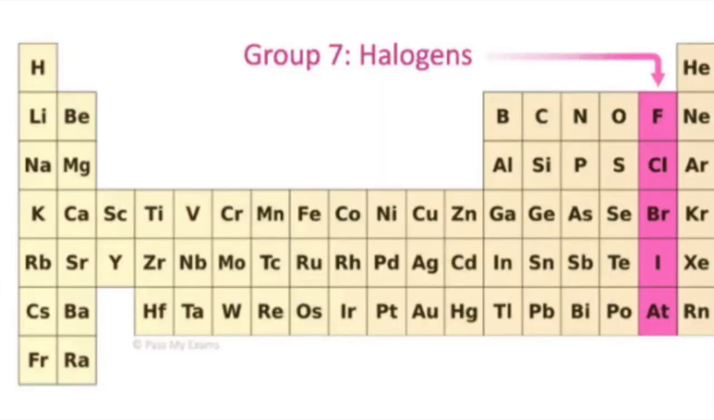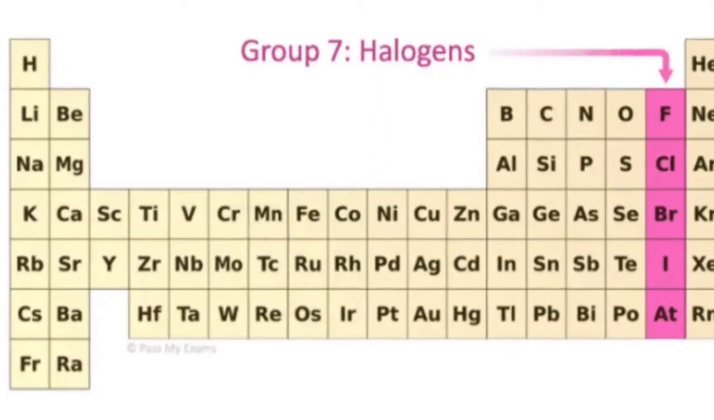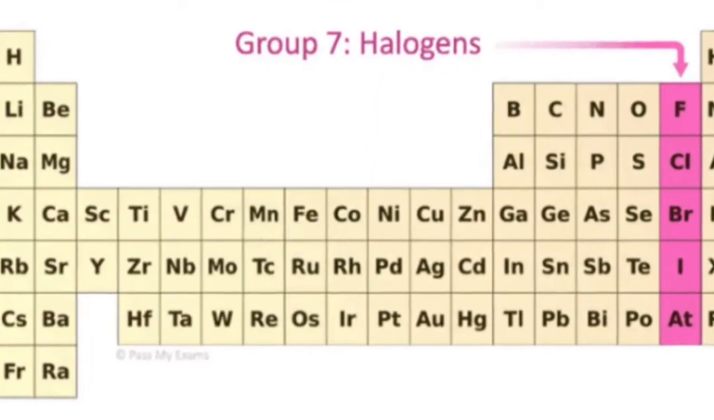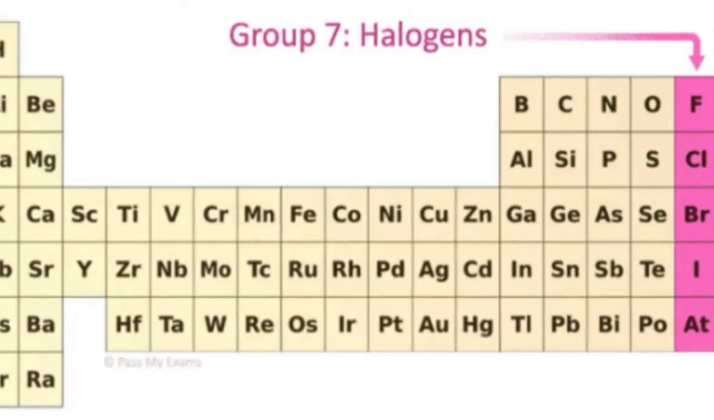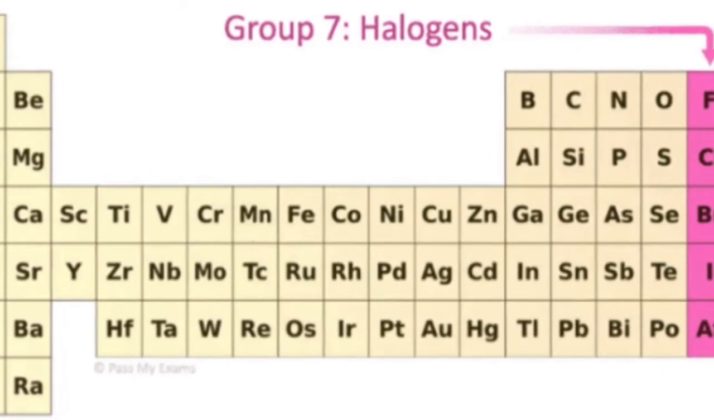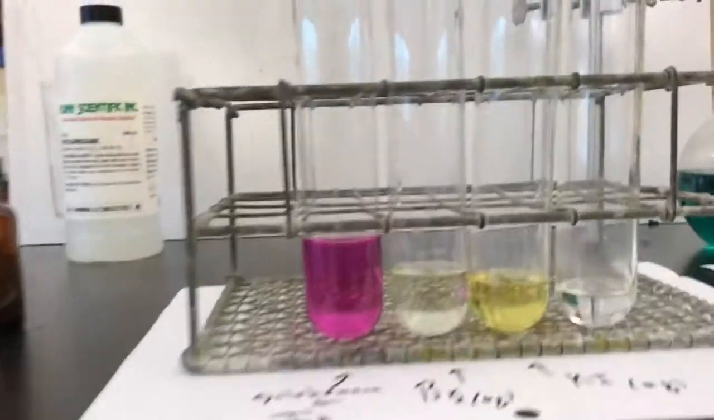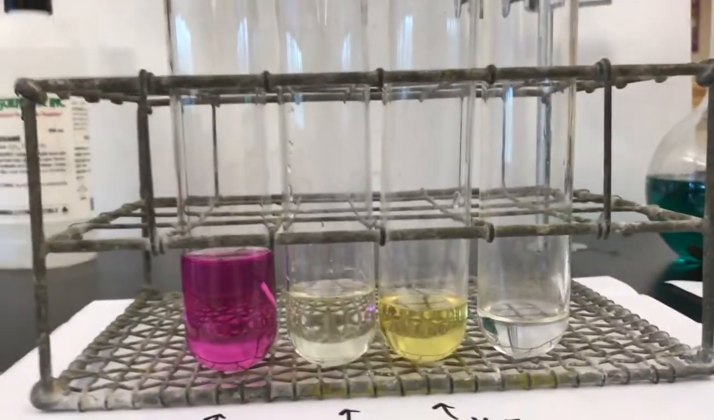You know, your teachers have given you the activity series of metals. They may not give you the activity series of the halogens because you have a periodic table. Okay, so how do we show that? So here's something I have set up that demonstrates the reactivity of halogens pretty nicely.